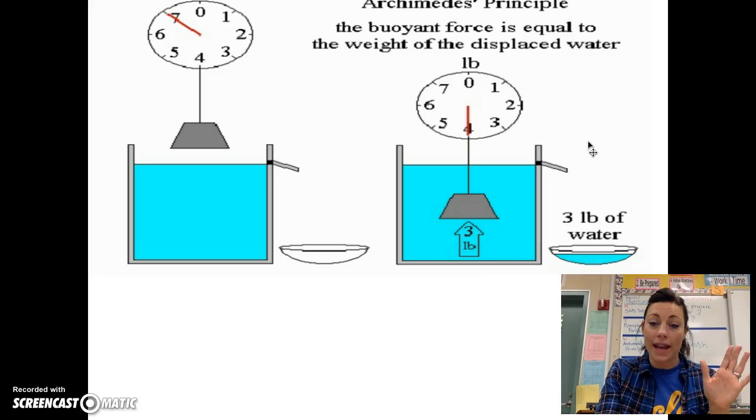Go and write a question about Archimedes' principle, go back through your notes, highlight important things, and then answer the essential question at the bottom.